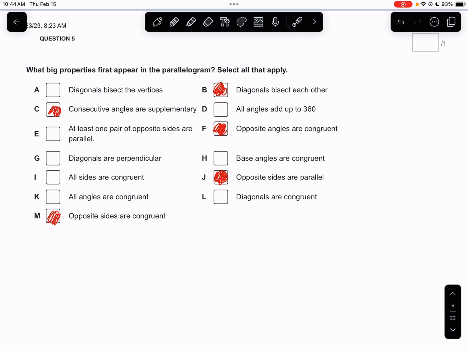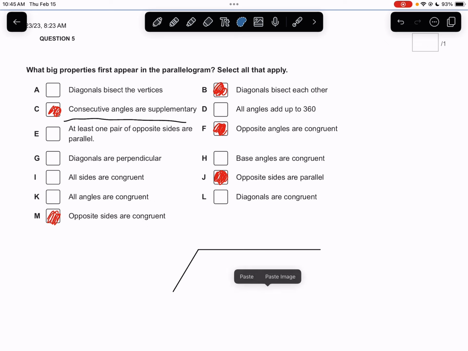We're still going. Five things. Parallelogram has five things. Consecutive angles are supplementary. That means if you were to draw a parallelogram, I'm going to draw one real quick here. So if I draw myself a parallelogram, there we go. Consecutive angles are supplementary. That means angles 1 and 2, 3 and 4, they're going to add up to 180. So 1 and 2 are going to add up to 180. 2 and 3, 3 and 4, and 1 and 4. It happens in every direction. So that's what I mean by consecutive angles.